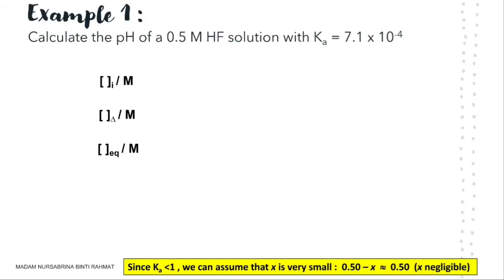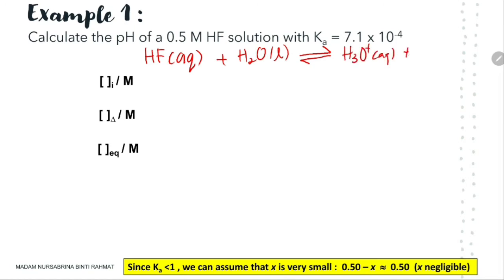First we need to write down the dissociation equation for your HF. So HF, don't forget the states of matter, which is aqueous, plus water in the liquid state. Weak acid, so a reversible arrow, forming H3O+ aqueous plus F- aqueous. Originally I have 0.5 molar of HF, so a dash for H2O and 0 for both H3O+ and F-.